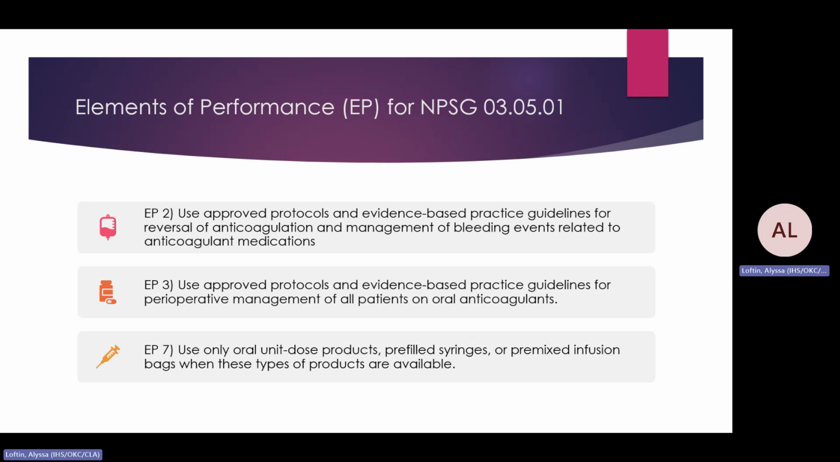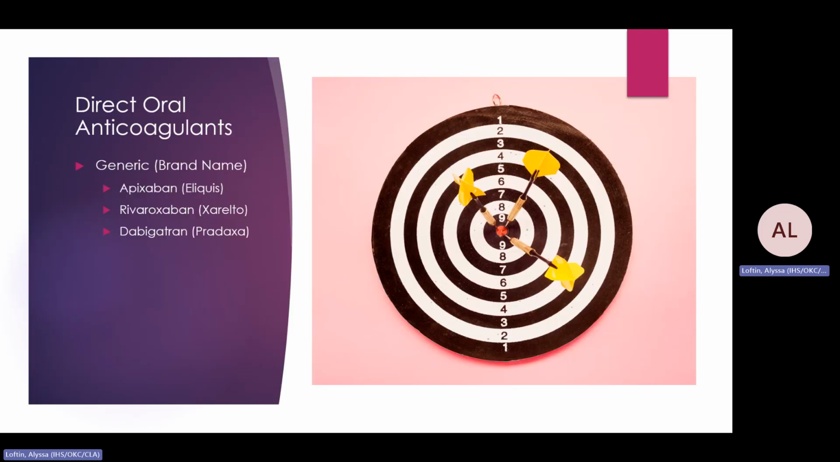So EP2 states to use approved protocols and evidence-based practice guidelines for reversal of anticoagulation and management of bleeding events related to anticoagulant medications. EP3 states to use approved protocols and evidence-based practice guidelines for perioperative management of all patients on oral anticoagulants. And for EP7, use only oral unit dose products, pre-filled syringes, or pre-mixed infusion bags when these types of products are available.